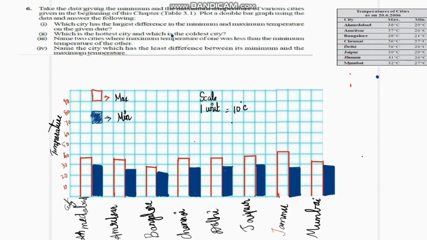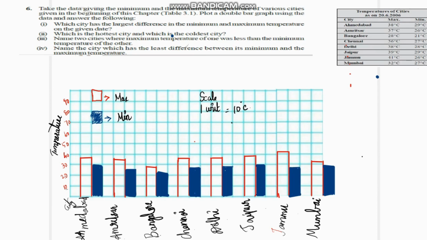So I have drawn the graph with one scale as 10 degrees Celsius: 10, 20, 30, 40, 50 till 90, and temperature is given here. And on this side I have noted the cities as Ahmedabad, Amritsar, Bangalore, Chennai, Delhi, Jaipur, Jammu and Mumbai, and I have marked the readings, where red is the maximum and blue is the minimum.